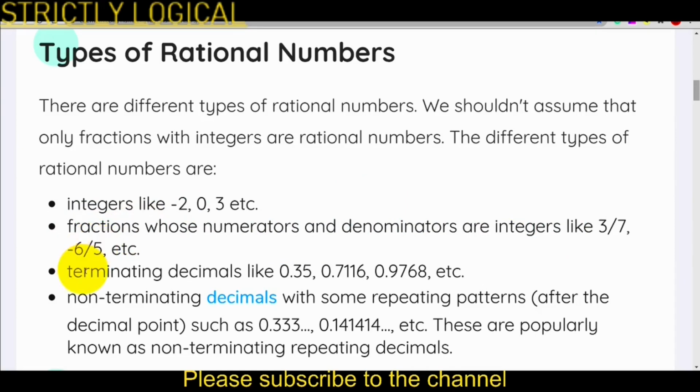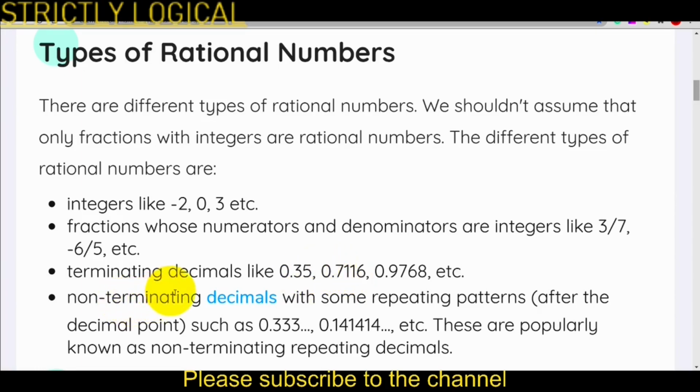Then next is terminating decimals like 0.35, 0.7116, etc. All these are rational numbers. Terminating decimal means a decimal number that contains a finite number of digits after the decimal point. We can see here after the decimal we have only two digits, that is 3 and 5. In this one we have only 4 digits after the decimal. We have a fixed number of digits after the decimal. That's why these are terminating decimals.